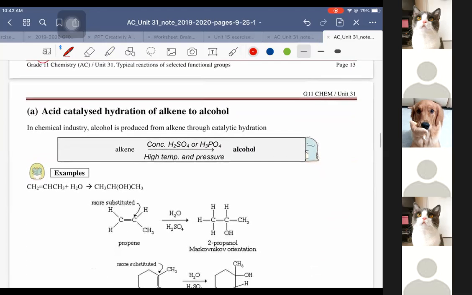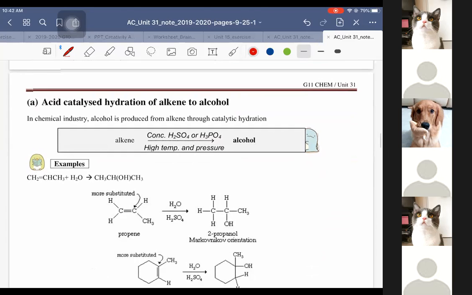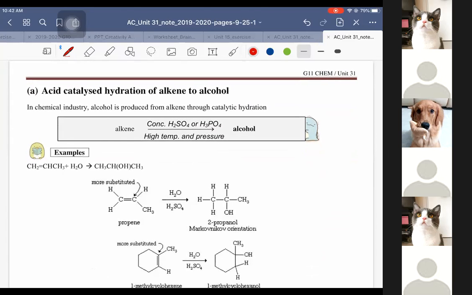Okay, so let's start with the reactions related to alcohol. When we talk about reactions related to haloalkane, we said that's a method to make alcohol. So today we're going to learn the second method to prepare alcohol, which is the acid catalyzed hydration of alkene to alcohol. Okay, so you can write it down.